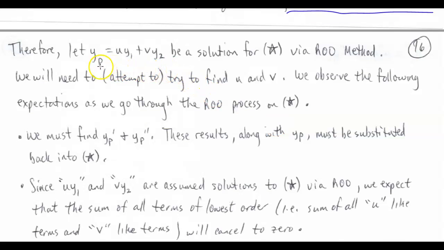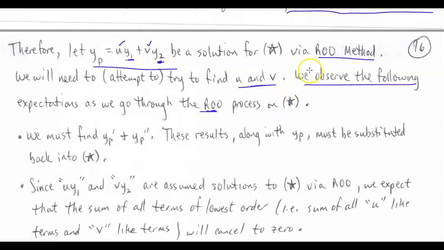So we're going to let our particular solution be of this form, and we're going to apply reduction of order. We'll need to try to find U and V, because if we can find U and V, we'll already know what y sub 1 and y sub 2 are, since those two functions come from our basis of solutions from the homogeneous equation. We observe the following expectations as we go through the reduction of order process.